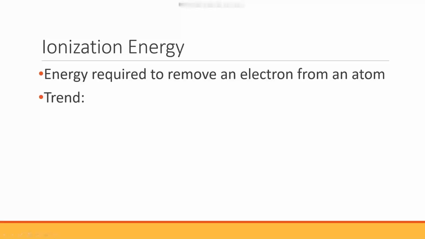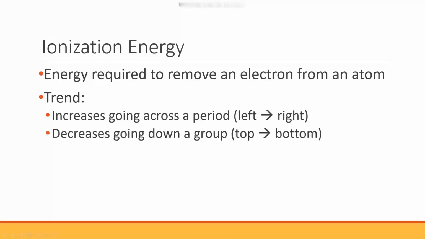Now, despite the fact that it is the opposite in terms of definition to electron affinity, it goes via the same exact trend. It increases going from left to right, and it increases going up a group. Here, it just says that it's decreasing going down a group, but means the same thing. Decreasing going down a group just means increasing going up a group.